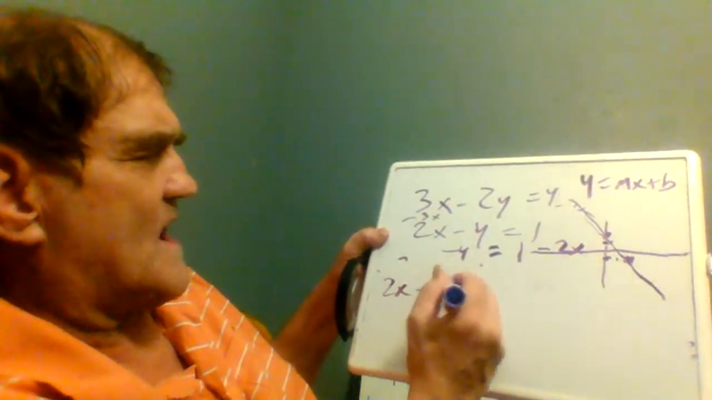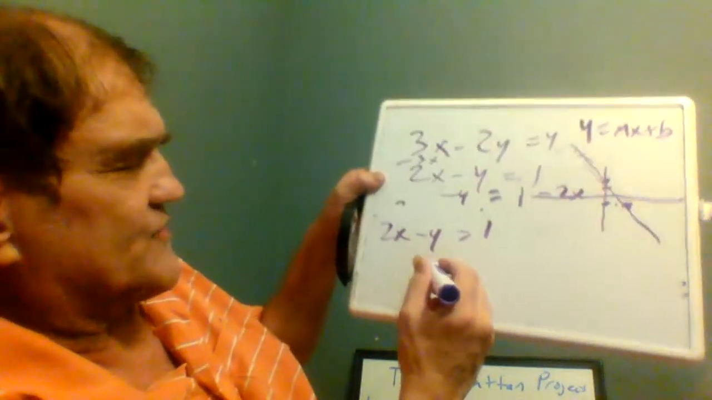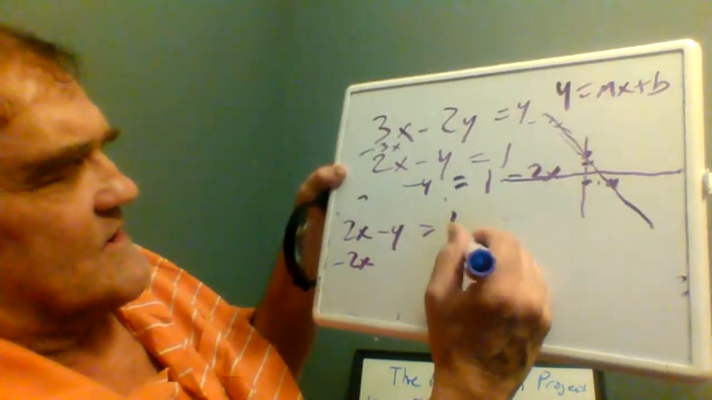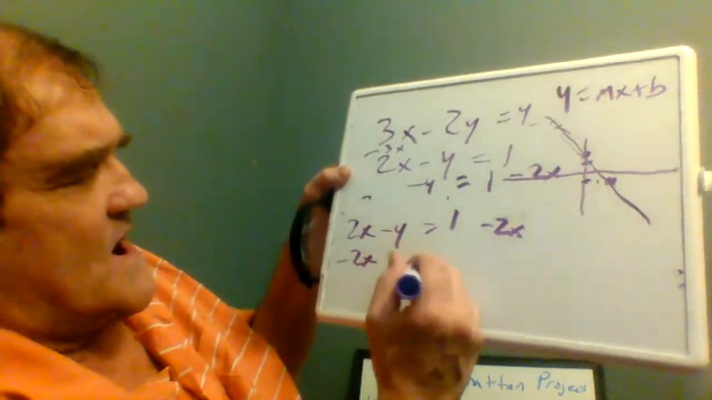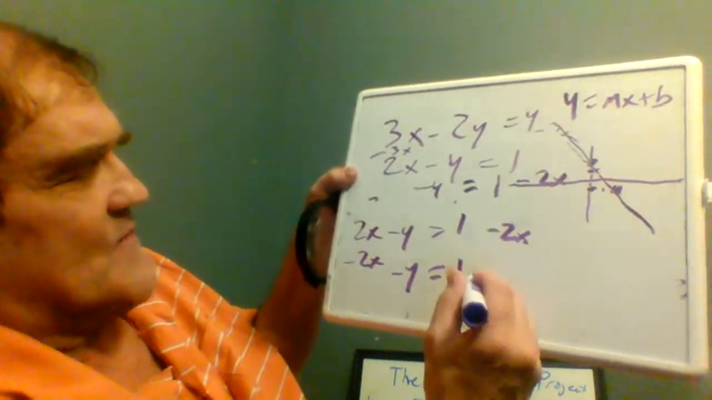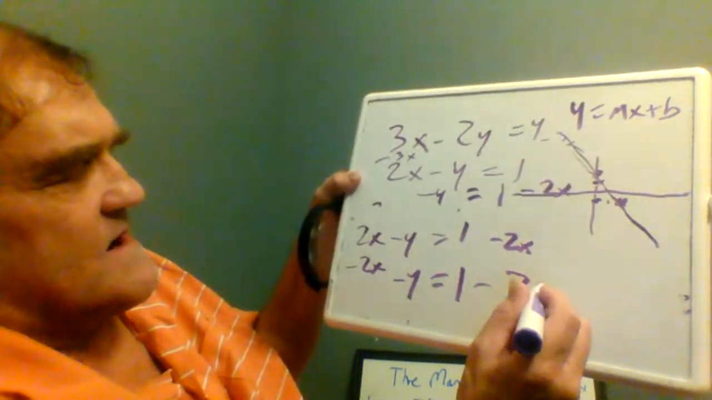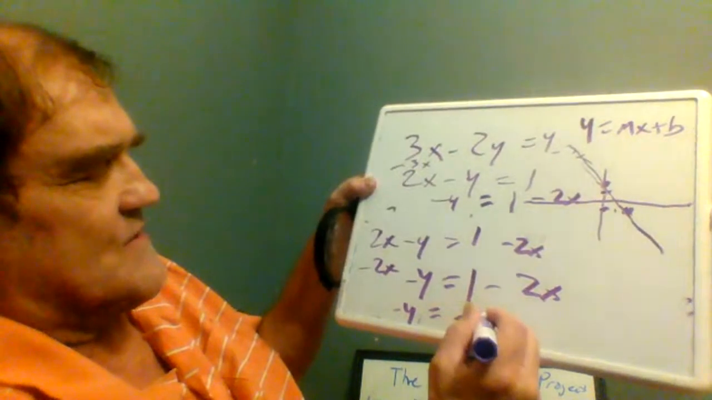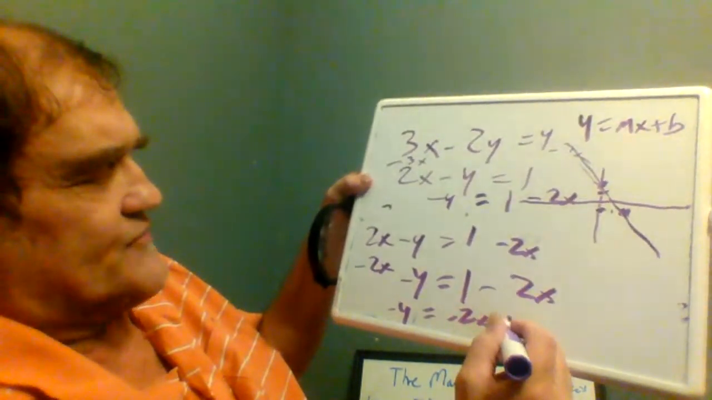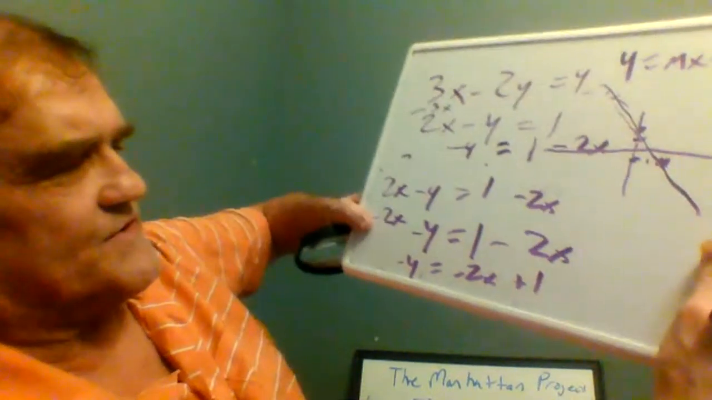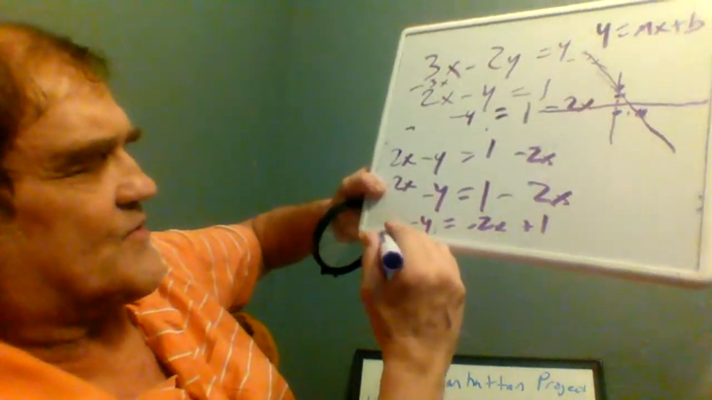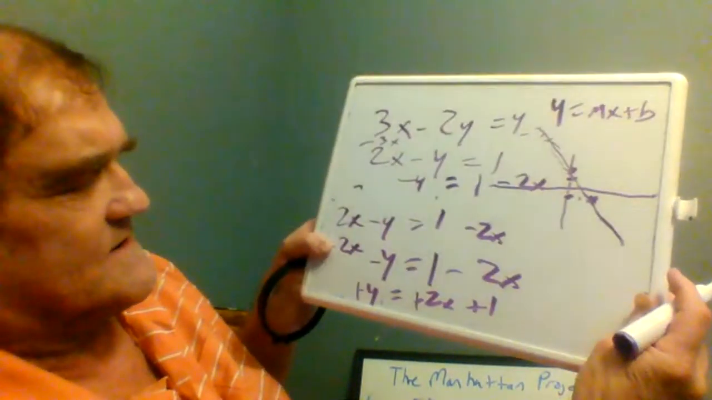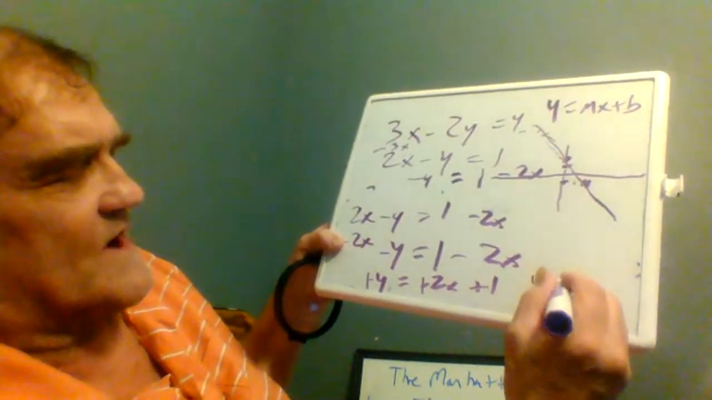So you've got 2x minus y is equal to 1, and you want to subtract the 2x from both sides, making it 1 minus 2x. So minus y is equal to 1 minus 2x, and then negative y is equal to negative 2x plus 1. We didn't do this the last time, but you could change the signs to make it y equals 2x plus 1.